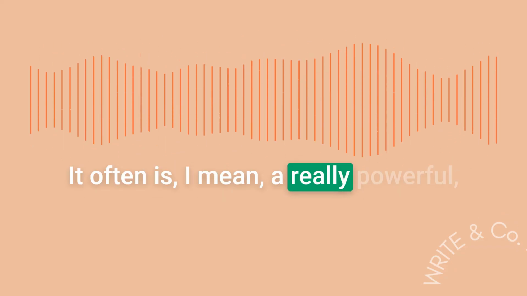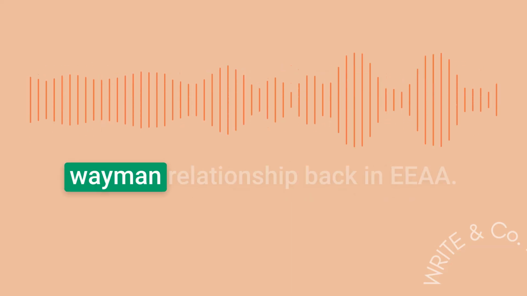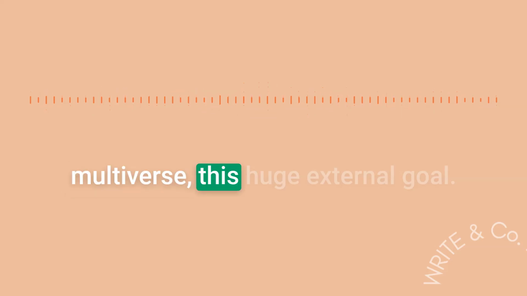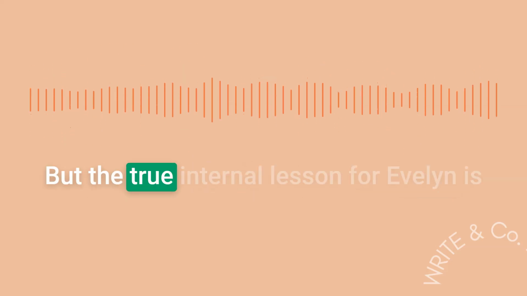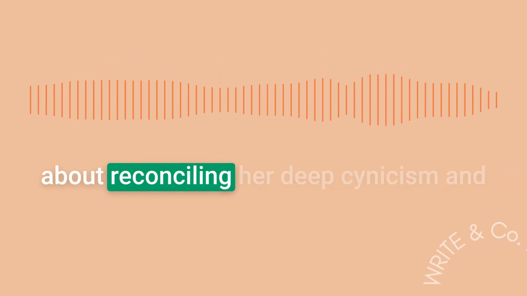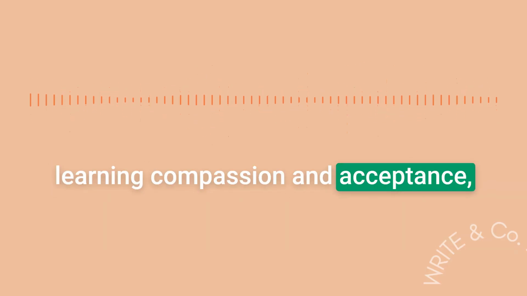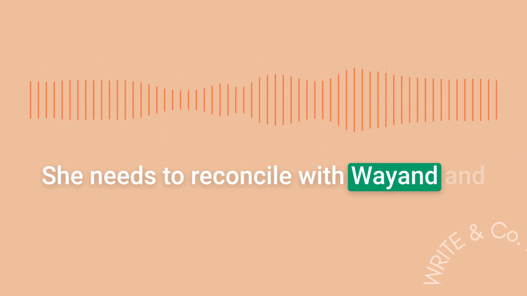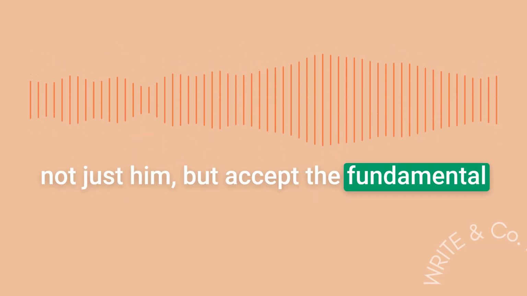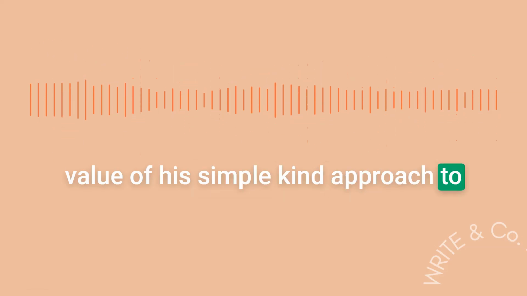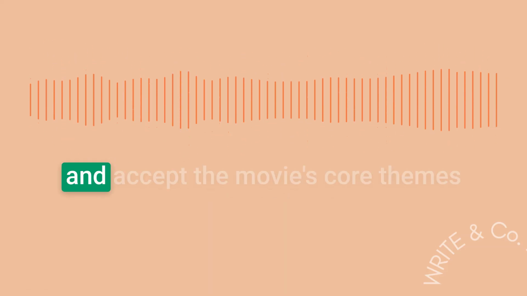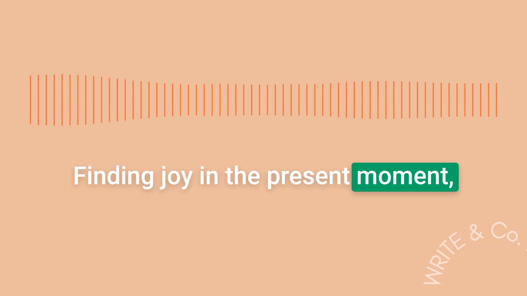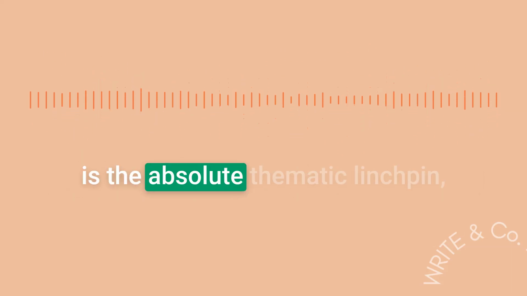It often is. I mean, a really powerful, maybe the ultimate example, is the Waymond relationship back in EEAO. Right. The A story is saving the entire multiverse, this huge external goal. But the true internal lesson for Evelyn is about reconciling her deep cynicism and learning compassion and acceptance. And Waymond is key to that. He's absolutely key. She needs to reconcile with Waymond, and not just him, but accept the fundamental value of his simple, kind approach to life before she can truly understand and accept the movie's core themes of universal kindness and finding joy in the present moment, even in the mundane. That relationship is the absolute thematic linchpin.